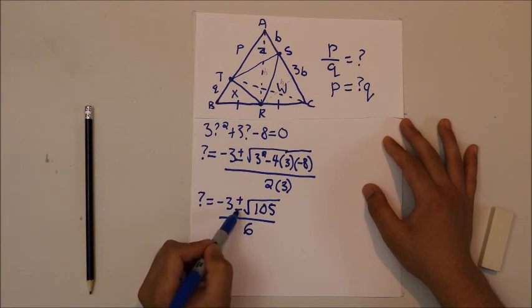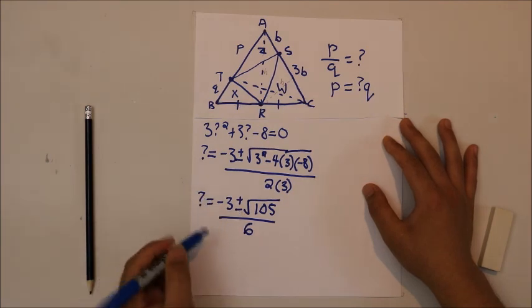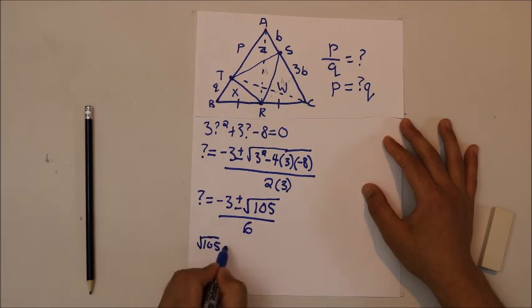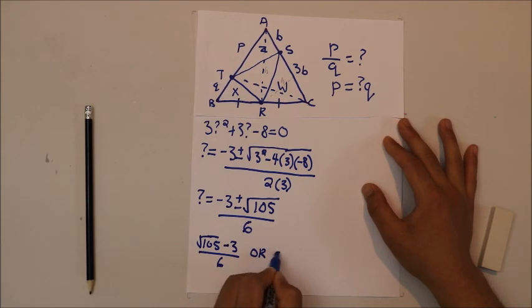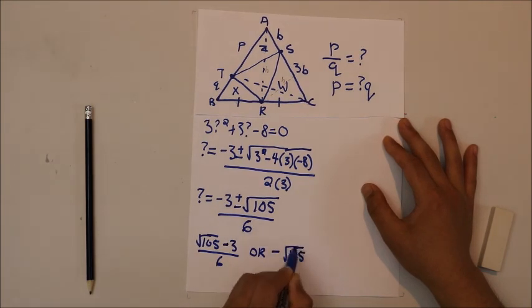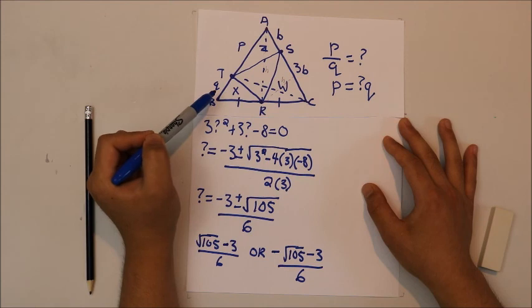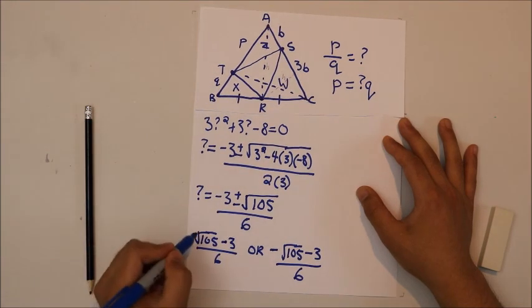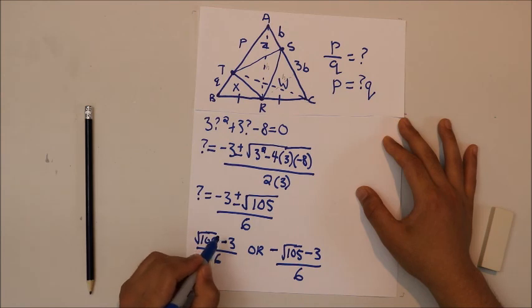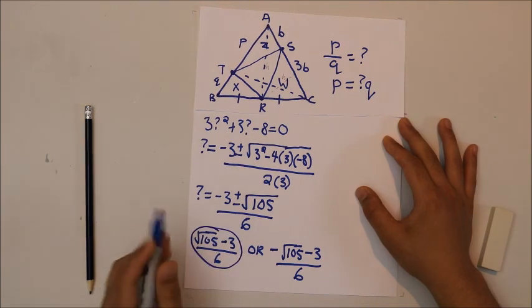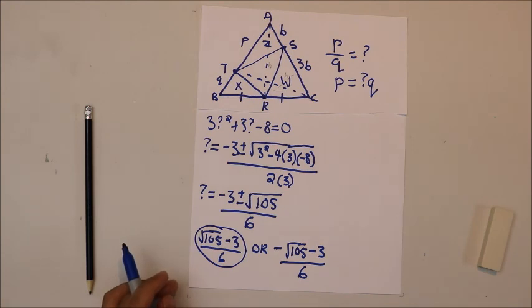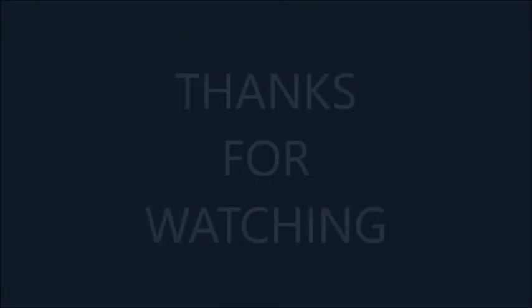So the plus or minus just tells us we have two answers. We can either have positive root 105 minus 3 divided by 6, or we can have negative root 105 minus 3 divided by 6. This answer will obviously be negative. We know that P divided by Q cannot be negative because neither of these side lengths are negative values. So, therefore, the answer must be root 105 minus 3 divided by 6. And there's your answer. Positive root 105 minus 3 divided by 6.